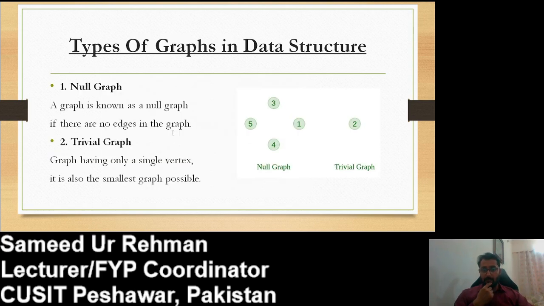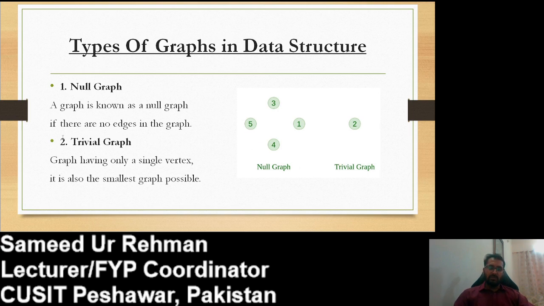Coming to the types of graphs, the first one is the null graph. These two, null graph and trivial graph, are graphs. Null graphs are those graphs in which no edges are present. It means that no relationship or association of nodes with each other is present in that graph. By the definition, it is clear that a graph is known as a null graph if there is no edge in the graph, as you can see in this diagram also. 1, 3, 4, 5.